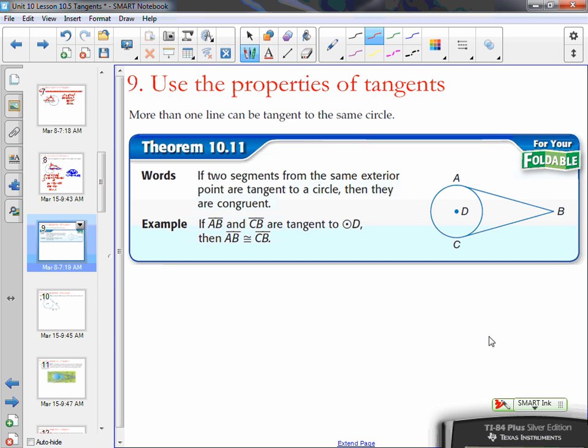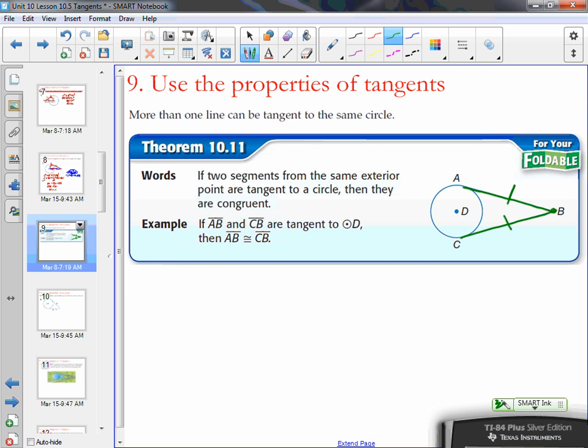Another property of tangents is this. If 2 segments from the same exterior point are tangent to a circle, then those 2 segments are congruent. So in this example, I draw segment BA, it's tangent to the circle. Segment BC, it's tangent to the same circle. Those 2 segments are congruent.